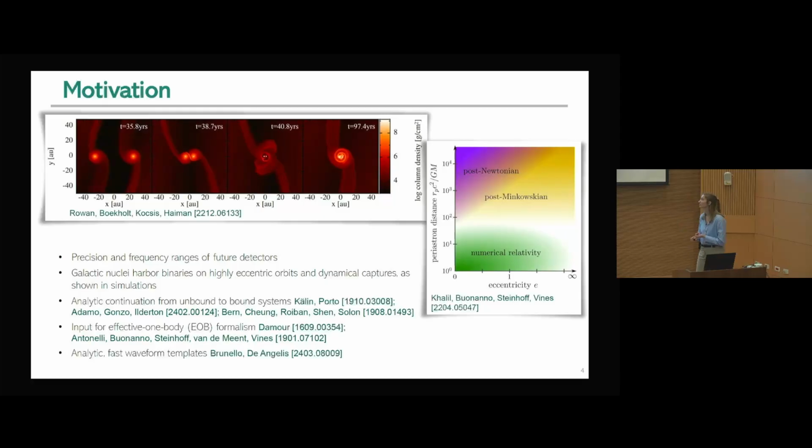Furthermore, we can hope to learn about the bound system by using information from the unbound one, by either mapping observables directly or mapping Hamiltonians. It can be used as input into the effective one-body formalism. And finally, post-Newtonian waveforms tend to be slowish to evaluate. The hope is that with the post-Minkowskian expansion, resumming velocity contributions, we can find analytic waveform templates that are fast to evaluate.